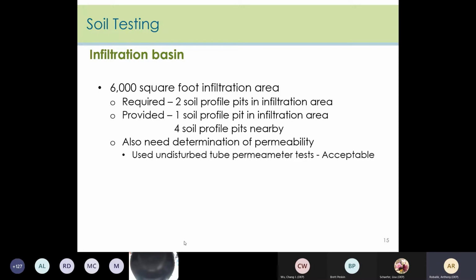Are all 5 soil profile pits really similar? In that case, you can probably accept them. Or is there a wide variation, in which case you would really have to push them to do more testing in the basin. The other thing they have to do is determine permeability in the soil. In this case, they used undisturbed permeameter tests, which are acceptable tests to use in determining soil permeability. But keep in mind, if you're going to use permeameter tests, they need to be undisturbed samples that were collected, because disturbed samples don't really meet the standard.